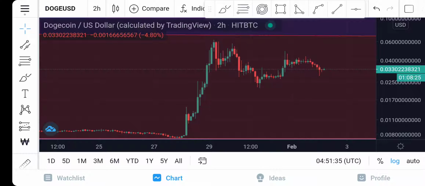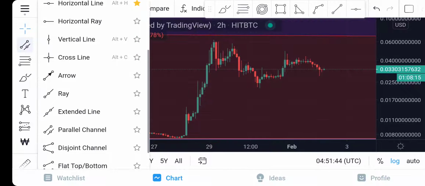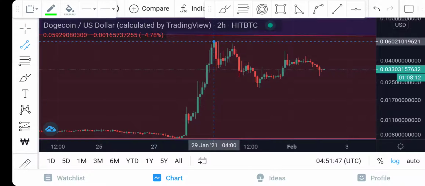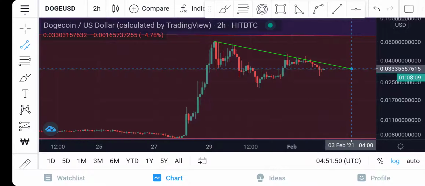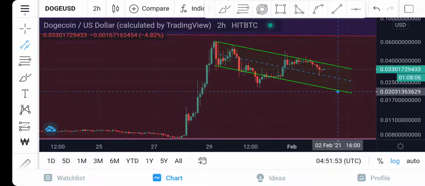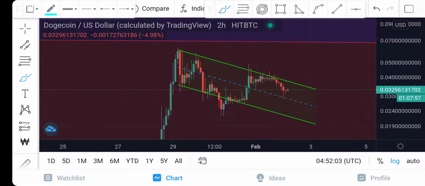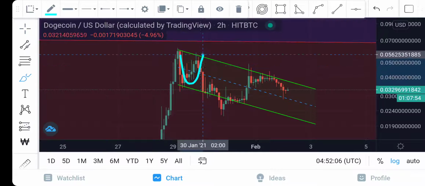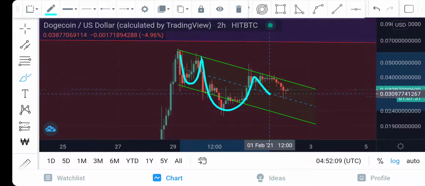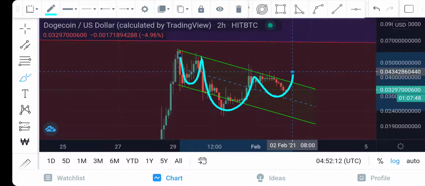Current price of Dogecoin is 0.033. Looks like it's about to go on another run. The last video that we did on Dogecoin, we had a parallel channel that was like this. I had it marked down like this. And I also had a cup and handle that I said was potentially forming. Now it is a little slanted, so I don't think it's a cup and handle anymore.